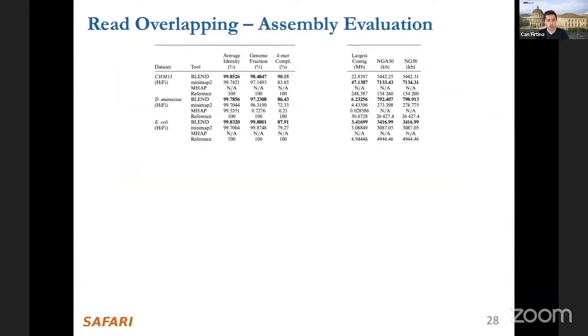So I'll now show the assembly evaluation results. These are the assemblies that we generate after finding the read overlaps using each tool. We essentially show the results for, again, the HiFi reads, although you can find the results for other datasets in our full paper. Here we have the average identity, genome fraction, and k-mer completeness, and also on the right side, the largest contig, NGA50 and NG50 results.